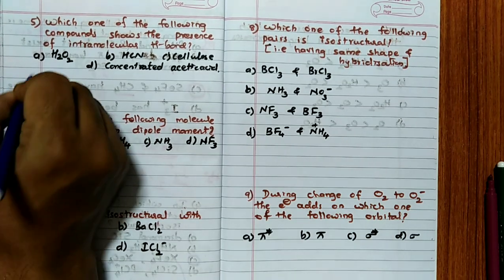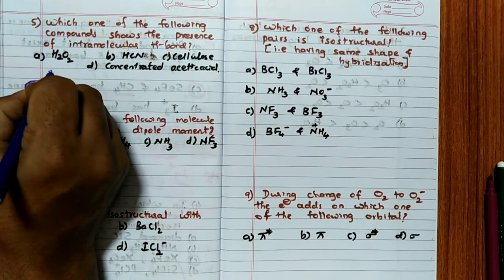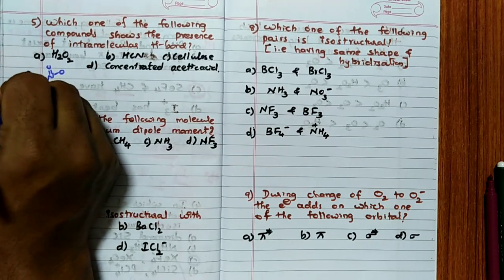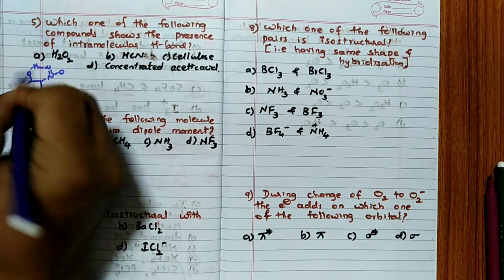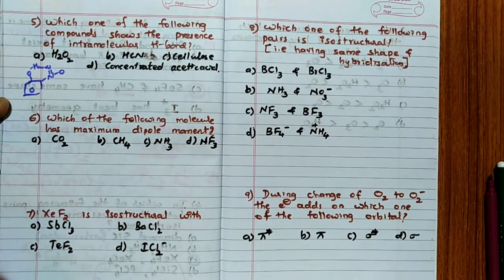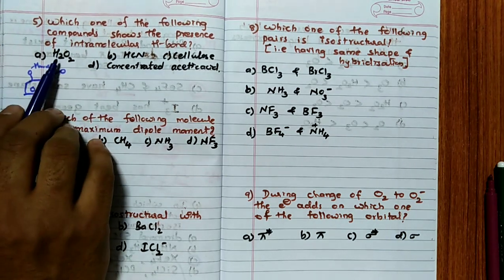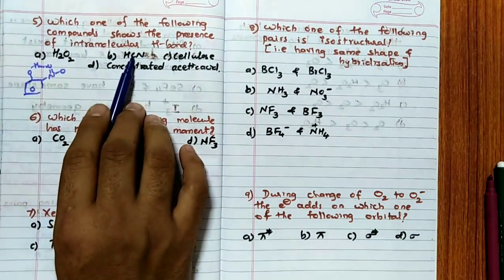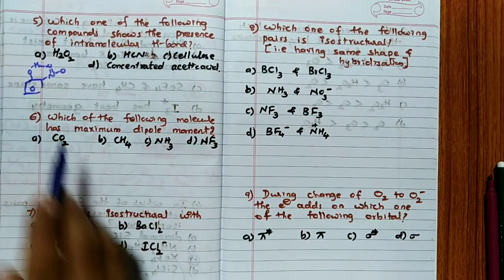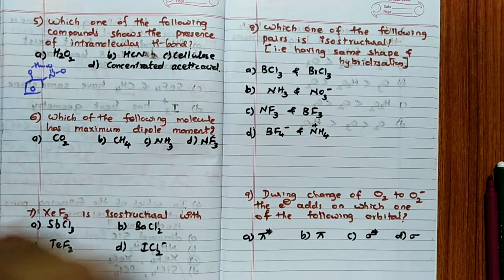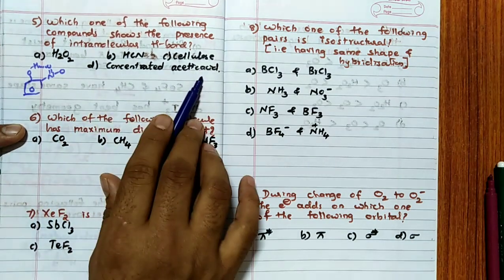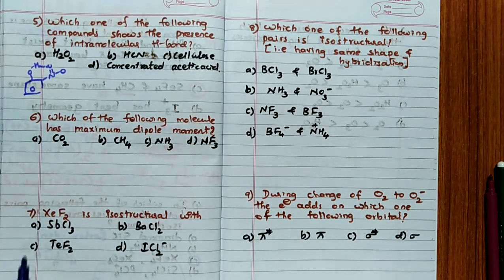So if you take orthonitrophenol, hydrogen and oxygen, it is intramolecular. Not inter, it is intra. Inter means between. See, H2O2 is having between. HCN is also between, because common sense says this type of structure is required for that. Correct? Concentrated acetic acid is also between, inter.